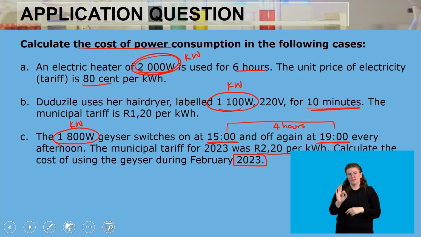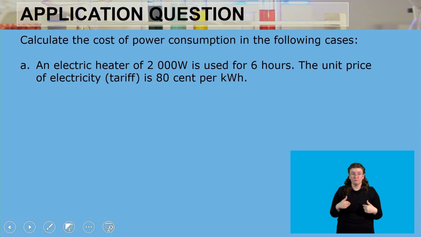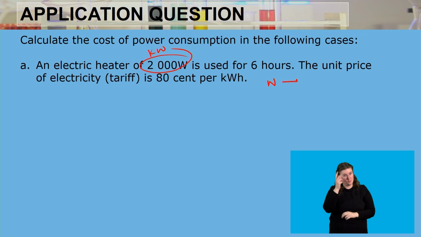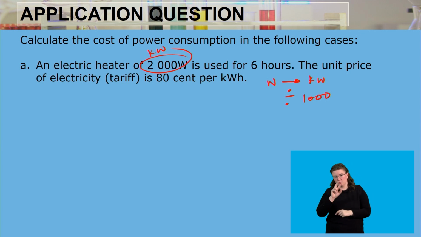And we are supposed to calculate the cost of using the geyser during the month of February 2023. So to start, we are going to look at our first question, and we are now converting that into kilowatts. Remember, when you are moving from watts to kilowatts, we are supposed to divide by 1000. So dividing 2000 by 1000 gives us 2 kilowatts. So we have 2 kilowatts as our power.